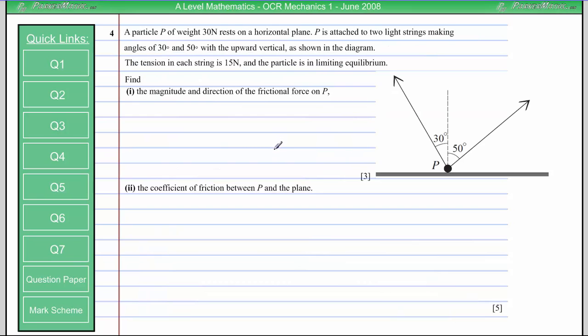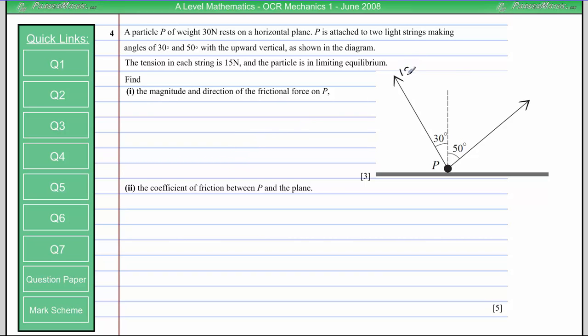Question 4. A particle P of weight 30 newtons rests on a horizontal plane. P is attached to 2 light strings making angles of 30 degrees and 50 degrees with the upward vertical, as shown in the diagram. The tension in each string is 15 newtons and the particle is in limiting equilibrium. And in part 1 we need to find the magnitude and direction of the frictional force on P.